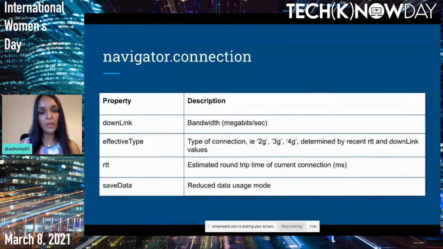So you may be using a desktop and connected to the internet, but the effective type will be able to say what this is the parallel of in terms of 2G, 3G, or 4G, and then we can decide not to preload things if in fact the connection type is slower. We also have access to the save data property, which lets us know if the user has got the reduced data usage mode turned on.